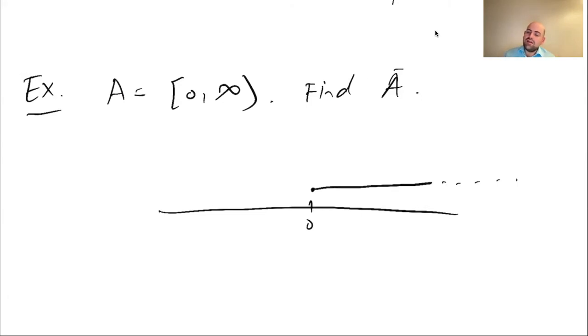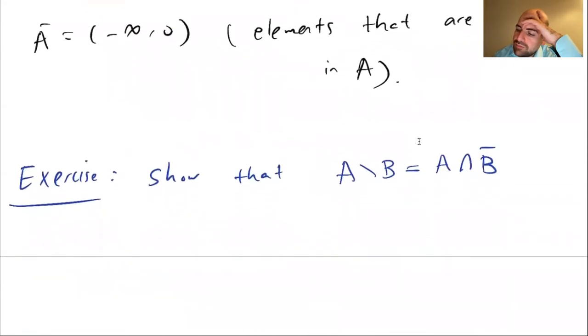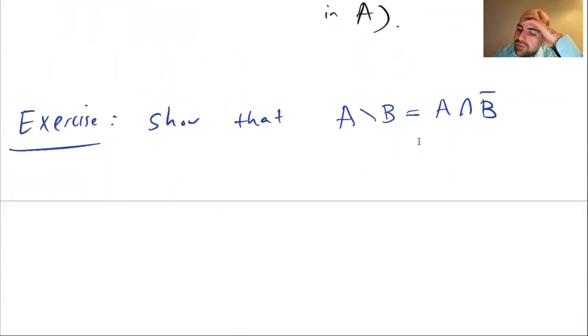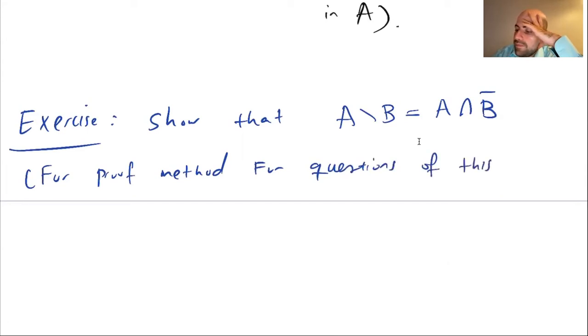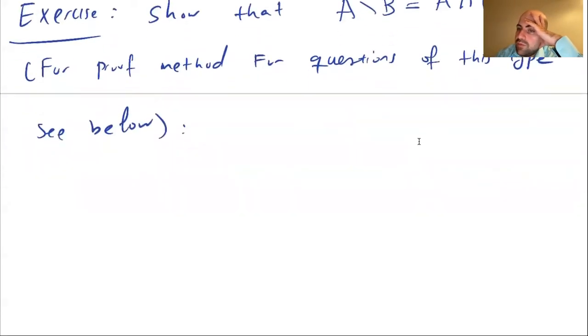But how can we formally prove that two sets are equal to each other? Like here, A minus B and A intersection B complement. I explained intuitively why they have to be equal, but how can we prove it formally? Let's say in an exam, you want to prove formally that these two sets are equal. How can we do that? So for a proof method for questions of this type, see below. I'll give you some examples of how we can prove identities.